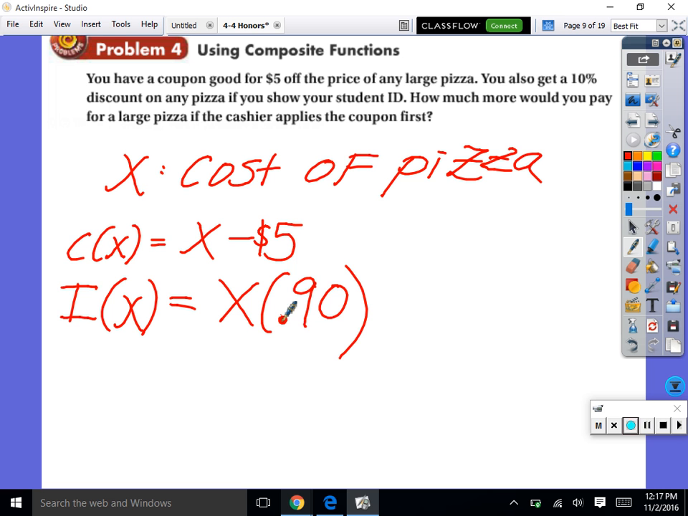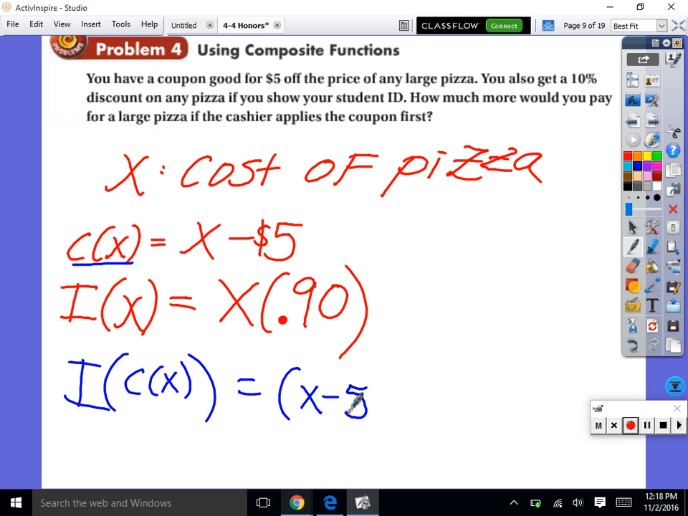Function composition is when you apply one thing and then put it into the other. So that would be applying the coupon first. That would be this first, correct? So that would need to be inside. So we're talking C of x first, and then I of C of x. Does everybody understand? Just like f of g of x. So then that would be what? This into this, wouldn't it? So that would be x minus $5, replacing that x, times 0.90.